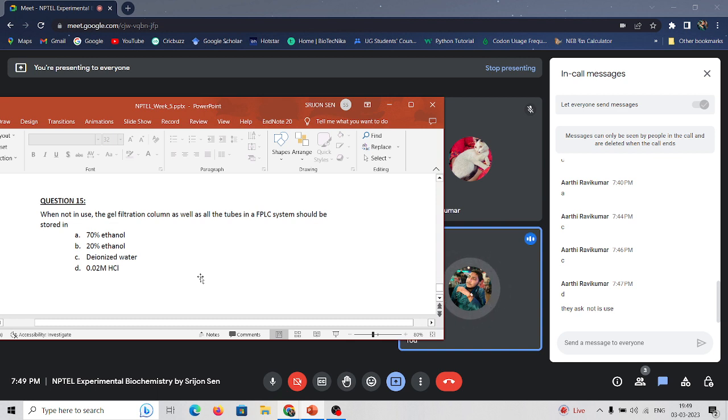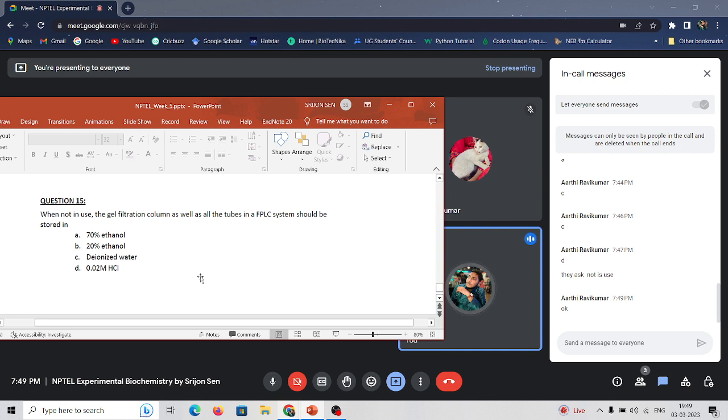So when not in use, it should always be dipped in some solution, and this cannot be a solution like your buffers, because your buffers have salts. There would be salt decomposition, and this would block the columns and block the tubes. So it has to be dipped in ethanol. It has to also be cleaned with water, buffer, ethanol. That is also important. But when not in use also, it has to be dipped in something.